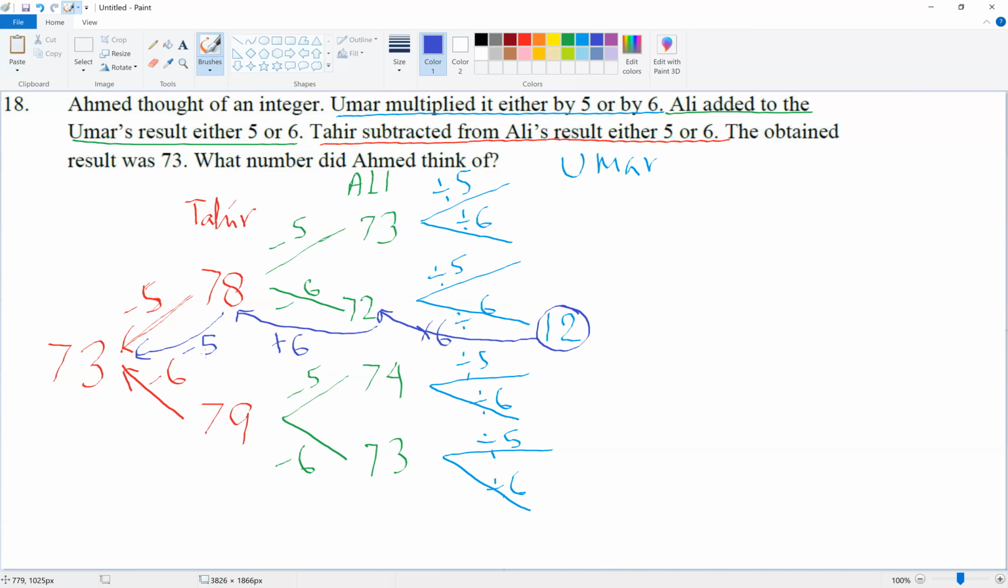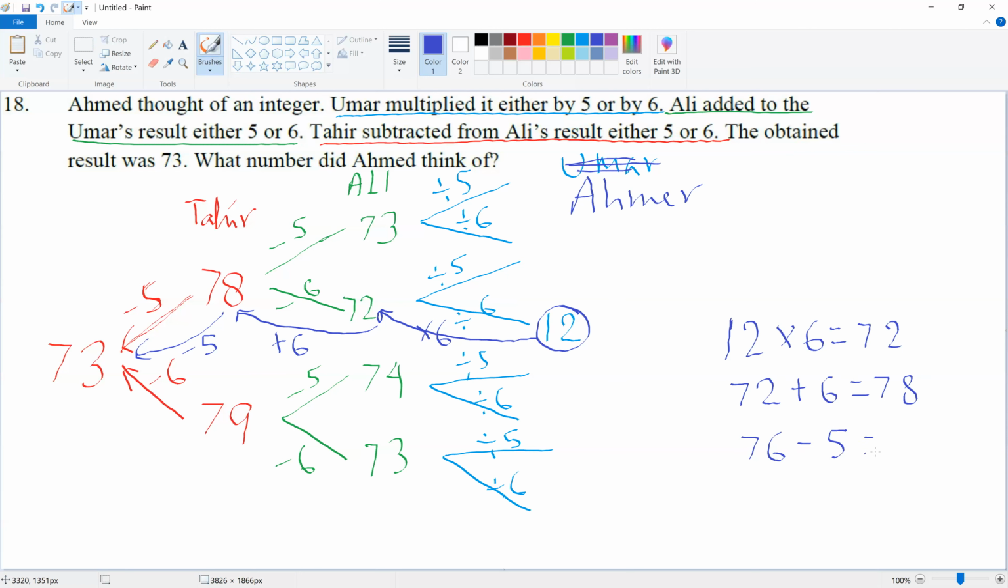Oh, this is not Umar, this is Ahmed. Ahmed thought of an integer, multiplied by this. So this is what Umar did, next one is Ali, next one is Tahir, and so on. So the number is 12. Yep, so 12, and then we multiplied by 6, which is 72. Then we added 6, which is 78. And then from 78 we subtracted 5. That's how we got 73.